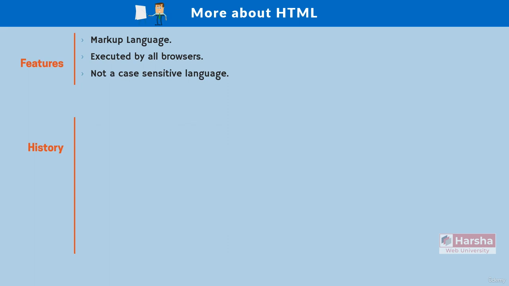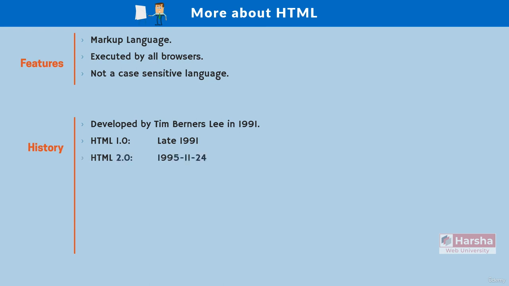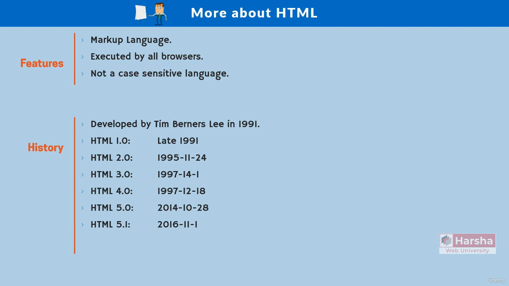History of HTML. HTML was developed by Tim Berners-Lee in 1991. HTML 1.0 was released in 1991. HTML 2.0 in 1995. 3.0 in 1997. HTML 4.0 in December 1997. HTML5 was released in 2014. HTML 5.1 was released in 2016. And HTML 5.2 in 2017. And it is in active development right now.